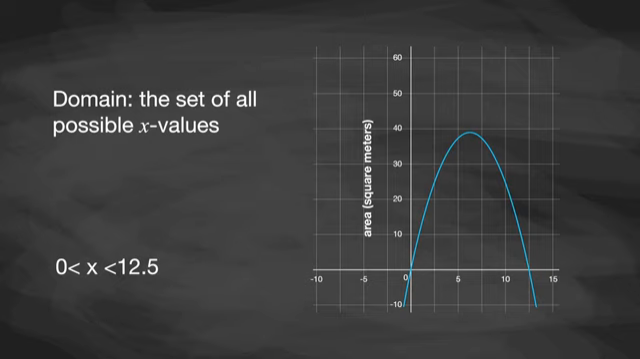The x values cannot be negative, and the y values cannot be 0 or negative. Therefore, the domain for these functions would be 0 < x < 12.5. The side lengths of the square need to be between 0 and 12.5.